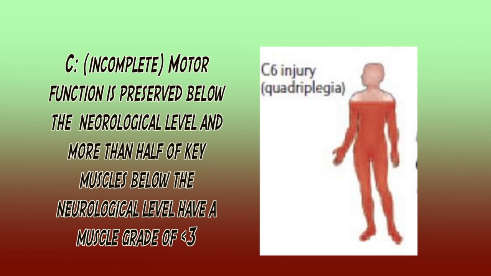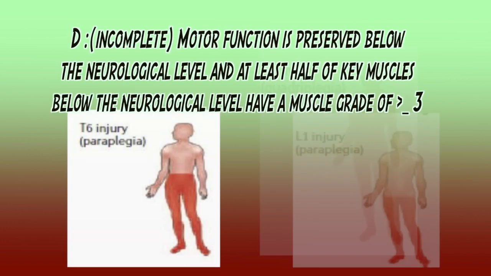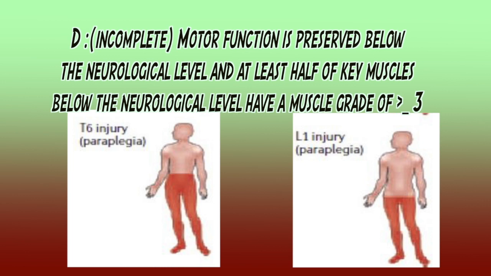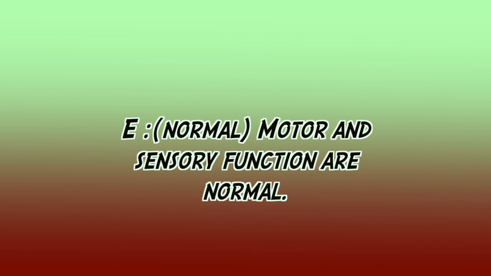And then we have level C. This is where I live. Also incomplete, I have motor function preserved below the level of injury, and more than half of the key muscles below the neurological level have a muscle grade of less than 3. Now, which brings us to level D. A.S.I.A D is incomplete also. Motor function is preserved below the neurological level, and at least half the key muscles have a score of 3 or greater. This is much more forgiving. As you go up in letters, the severity drops. If you have a spinal cord injury and you've been diagnosed with A.S.I.A E, that means you are one of the luckiest people on earth.